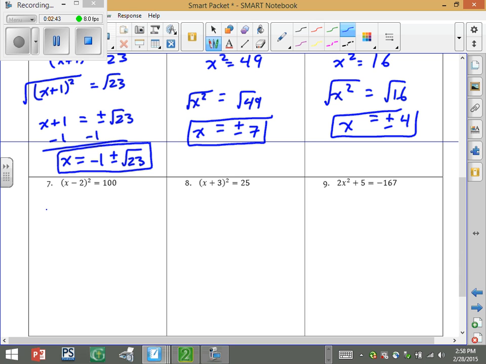Here, we need to take the square root of x minus 2. There's nothing to move before we take the square root. So take the square root of both sides with x minus 2 equals, again, 100. That's one we know is plus or minus 10.